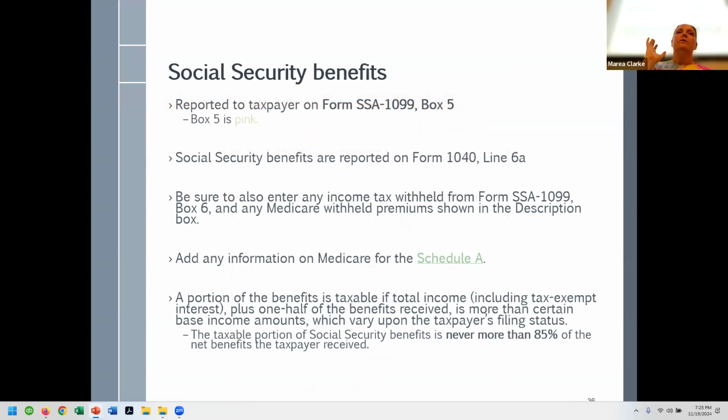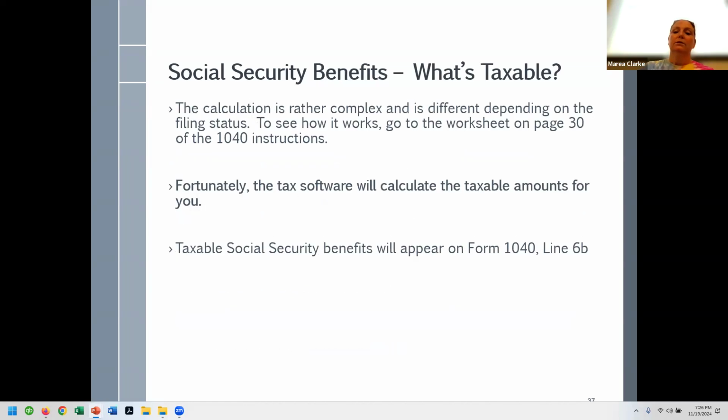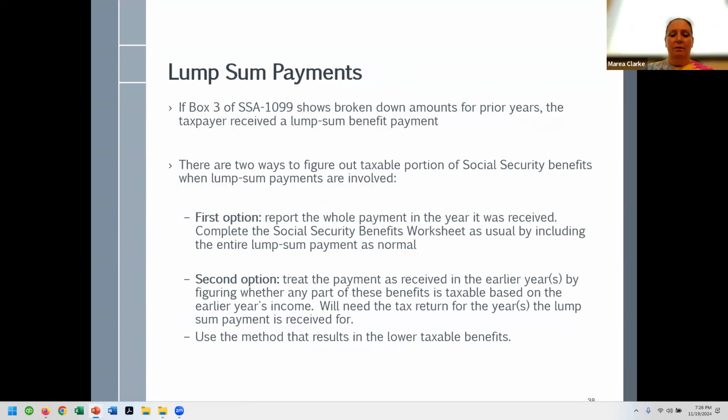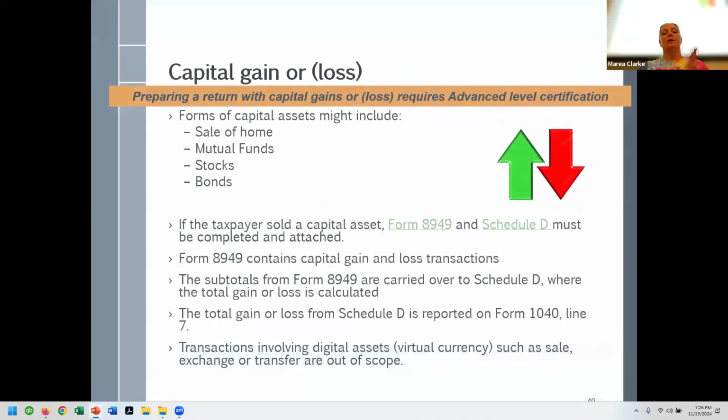So if the clients pay for Medicare, so old age medical insurance, out of their Social Security benefits, that will show up on that form as well. You can enter that again into the software. That will do all of the work to calculate how much tax you owe. Generally, it's going to be 1/2 of the benefits if you meet a certain income amount, but it will also depend on your filing status as well. All right, software. Software is the best.